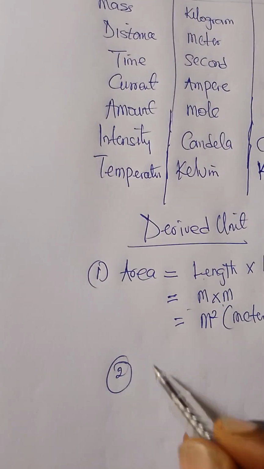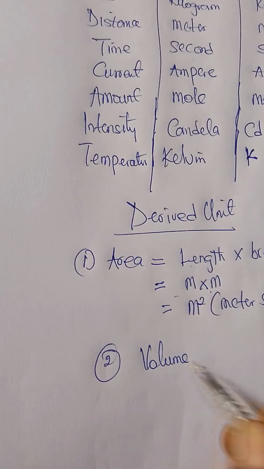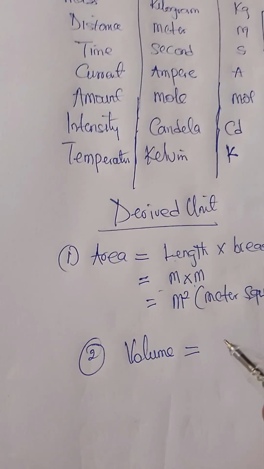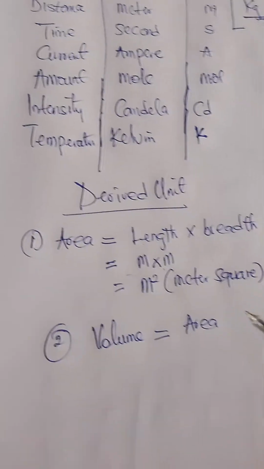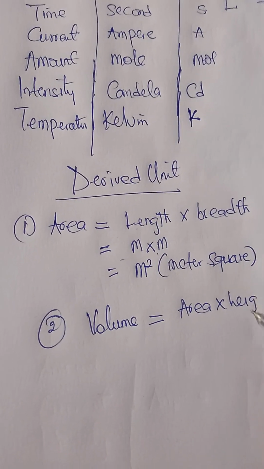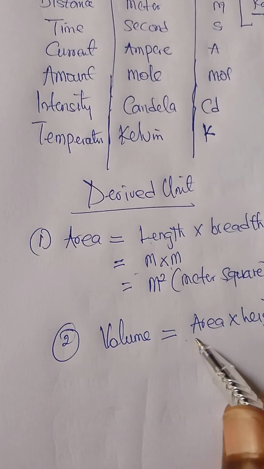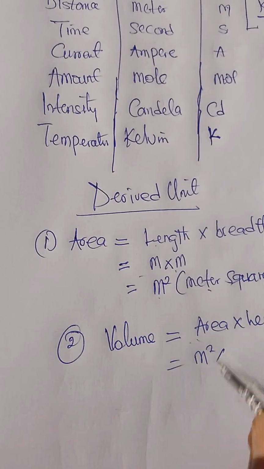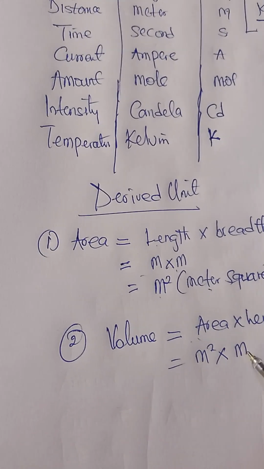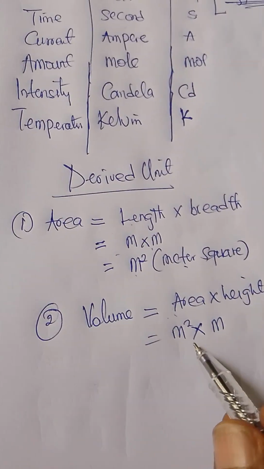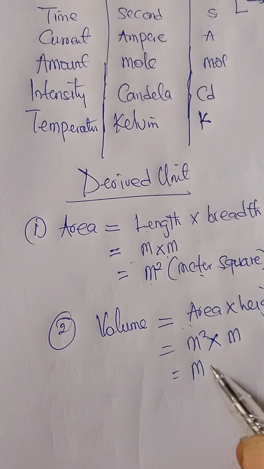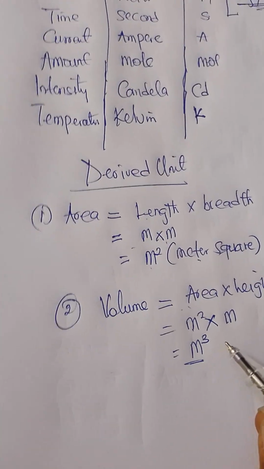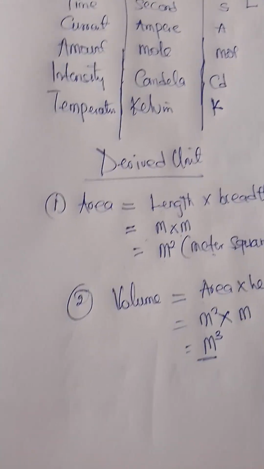Number 2, I have volume. What is the formula for volume? The formula for volume is area times height. So the unit for area is what we got here, meter square, times the unit for height, meter, because it is the same thing as distance. So meter square times meter will give us meter cube. So meter cube is the unit for volume, or call it cubic meter.